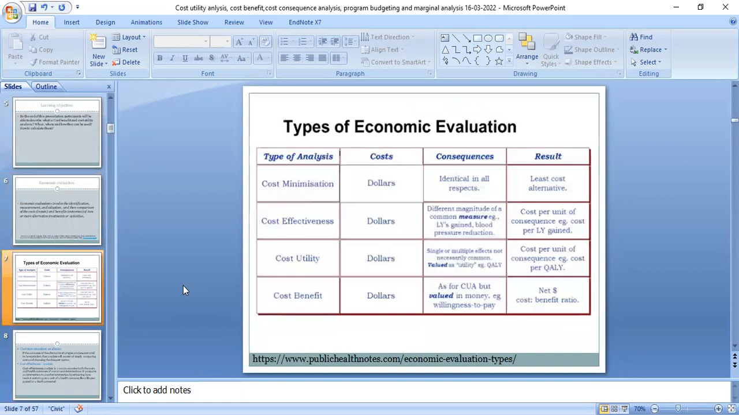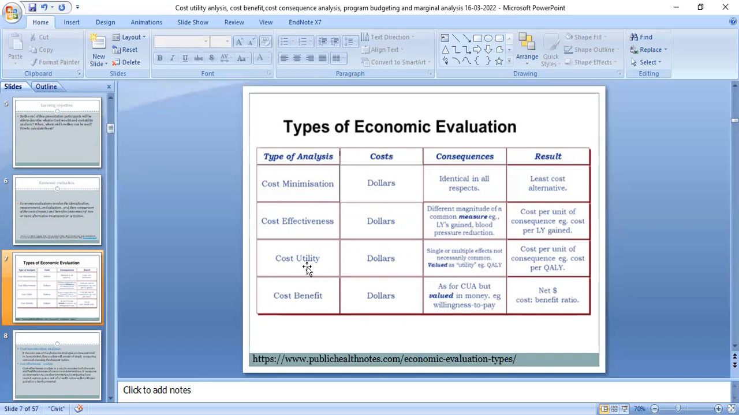Now there are four types of full economic evaluation. We have already discussed the cost minimization and cost effectiveness analysis. In all the forms of economic evaluation, the costs are inputs in the form of monetary value that can be in dollar or rupee value, while the consequences are different. In cost minimization, the outcome is identical in all respects, while in cost effectiveness, the outcome is cost per unit effect, like cost per death averted, cost per intervention.